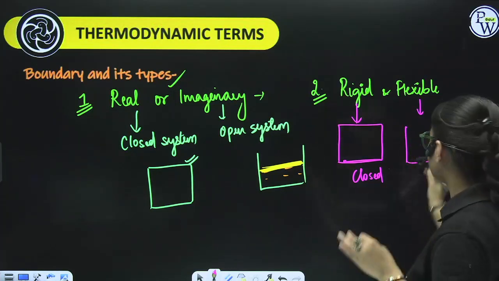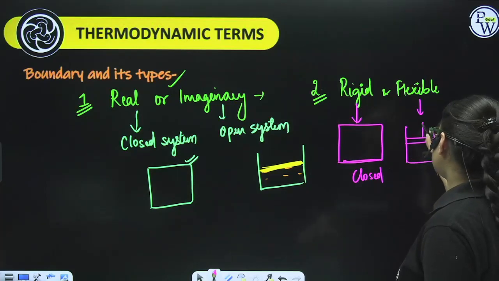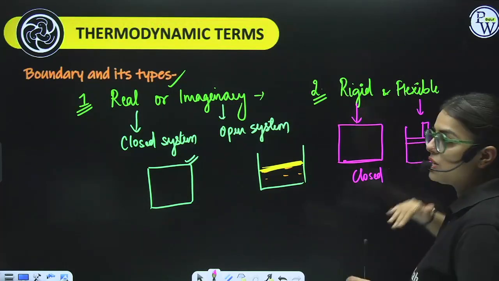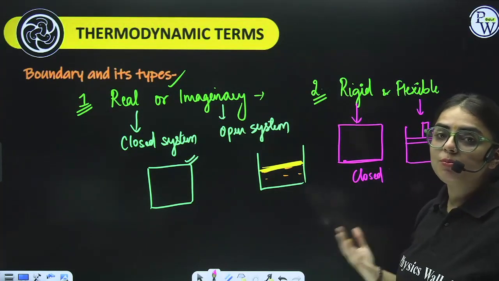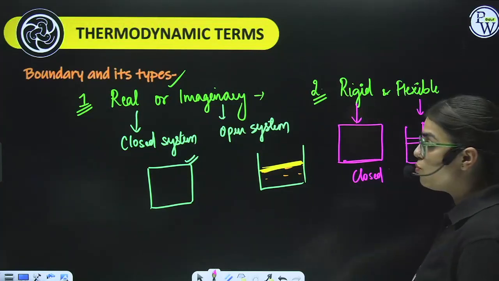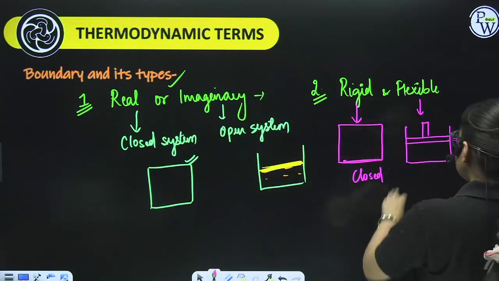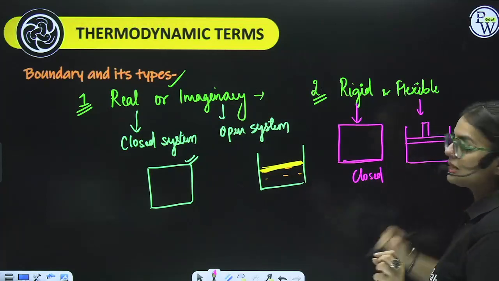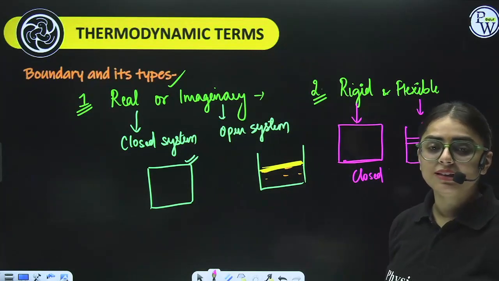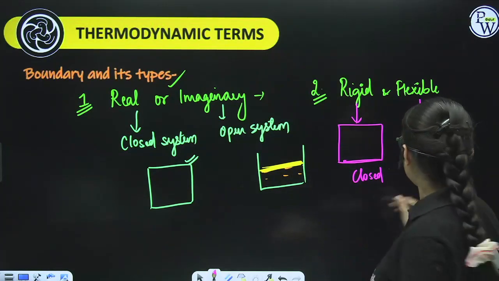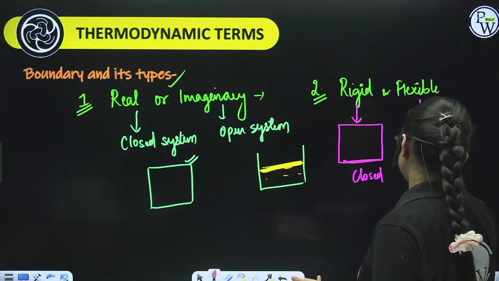How? If I keep a piston over here at the top, let us consider this is my piston. If I'm applying some pressure, it will go down. If I'm not applying pressure, and there is more internal pressure, it will move in the upward direction. That means this can change. This is basically a piston, so this is a flexible boundary that separates both system and surrounding. It is seen in which case? In the open system.